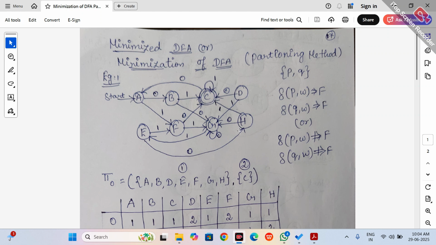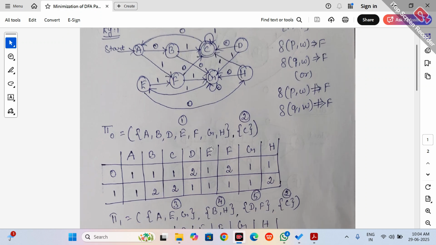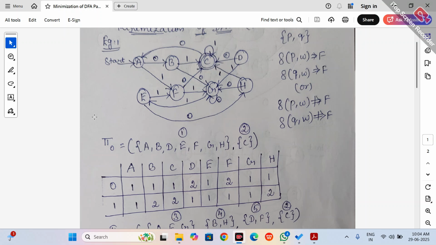So this is the given question. Here there are 8 states. How can we minimize these 8 states into some other states? So we will see the steps now. First, in equivalence 0, pi naught is nothing but the equivalence 0. Here we are going to find out which states are equal.